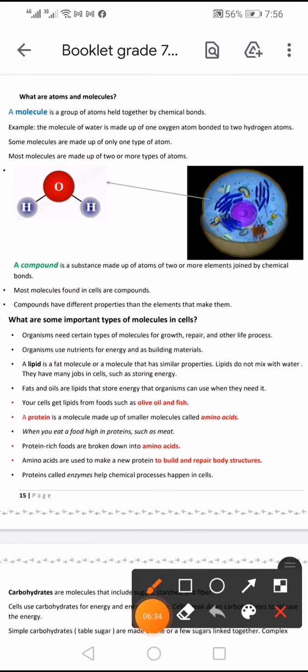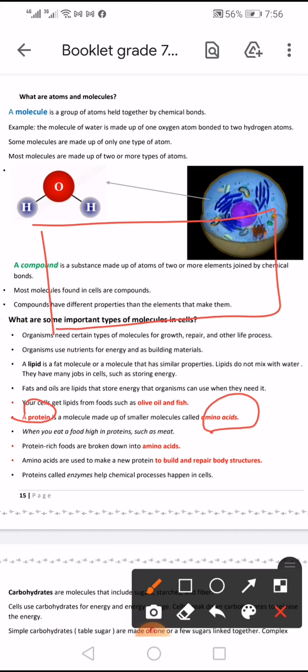Protein, what's meant by protein? It's a molecule made up of smaller molecules called amino acids. Protein, like meat, like chicken. Let's imagine this is a piece of meat made up of smaller particles or smaller molecules. Let's imagine these are smaller molecules. Each one is called an amino acid.